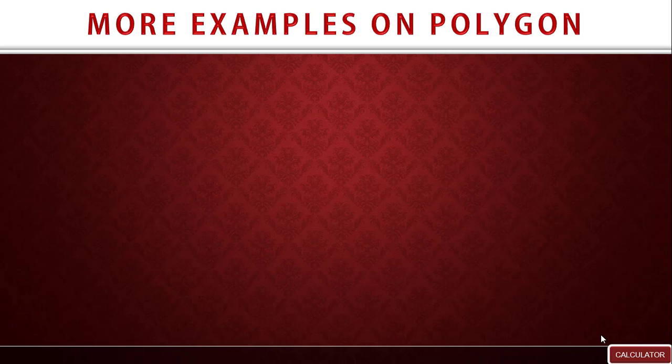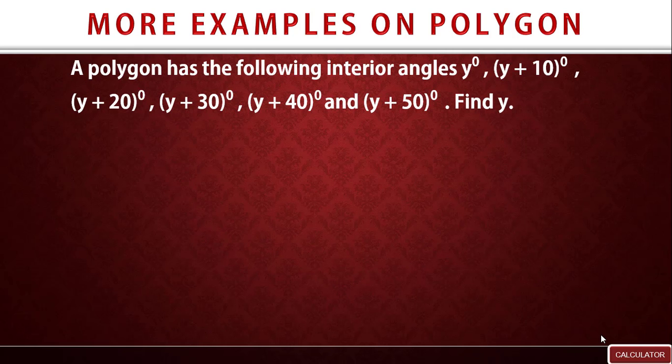Example 4. A polygon has the following interior angles: y degree, y plus 10 degree, y plus 20 degree, y plus 30 degree, y plus 40 degree, and y plus 50 degree. Find y. In this question, we're given a polygon.